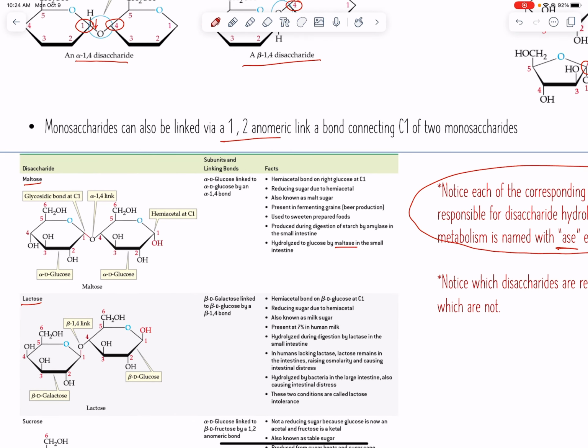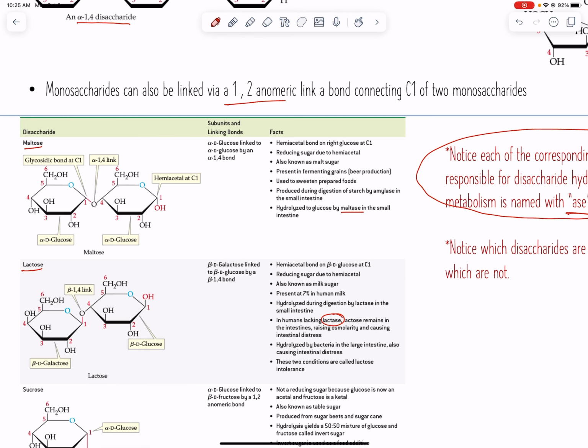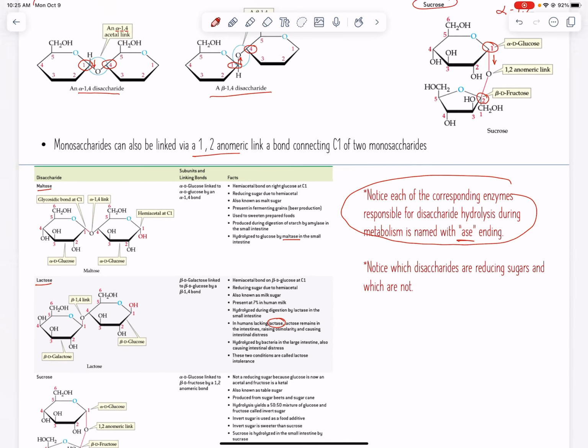Maltose is digested by maltase. Lactose is digested by, it's over here somewhere, lactase. Okay, so people that are lacking lactase, this is where you run into GI issues with dairy because you don't have the proper enzymes to digest these disaccharides.